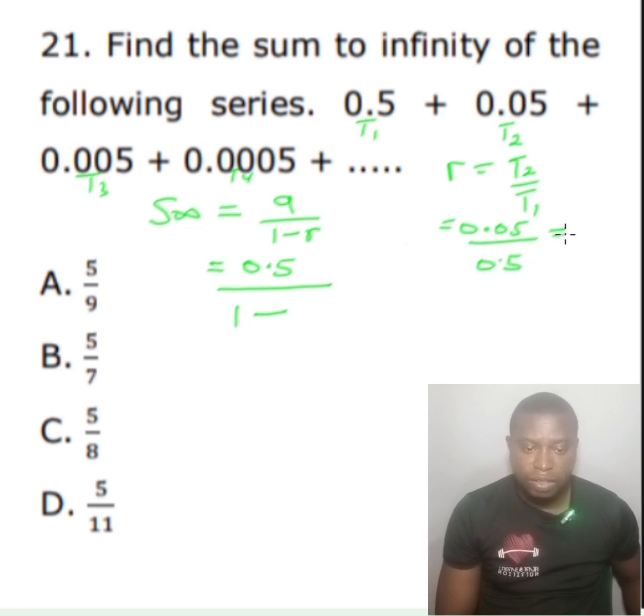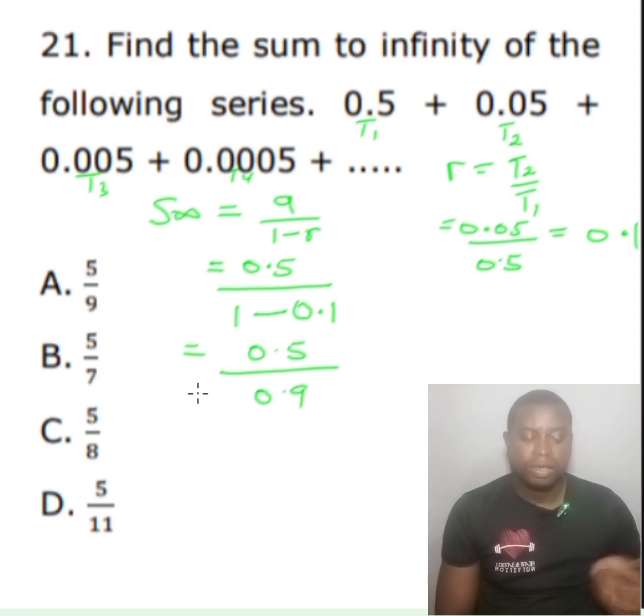When you press your calculator and carry out that division, you get 0.1 as your answer. So that 0.1 will be substituted here as our common ratio. The next thing is to carry out the subtraction: 1 minus 0.1 will give us 0.9. So we now have 0.5 over 0.9, and you carry out the division.